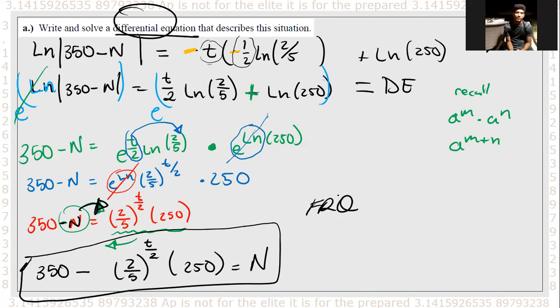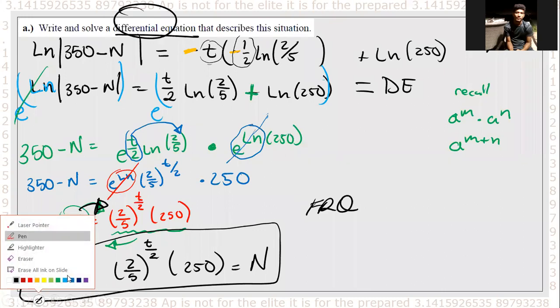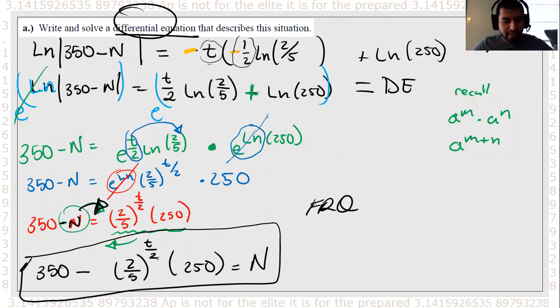Sir, I wonder if we can multiply the 250 with the 2/5 despite the exponent, because that can be simplified further to 500 over 5. Good question, and I do see that issue coming up. But what is the exponent of 250? It's a 1. The exponent on the 2/5 is a variable divided by 2, so you cannot combine those. Those are not like terms.